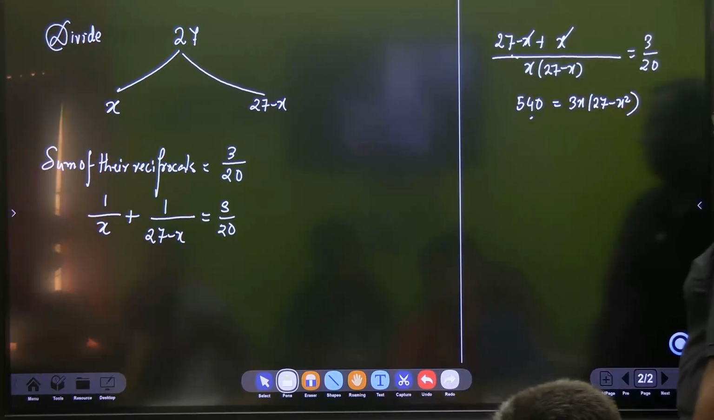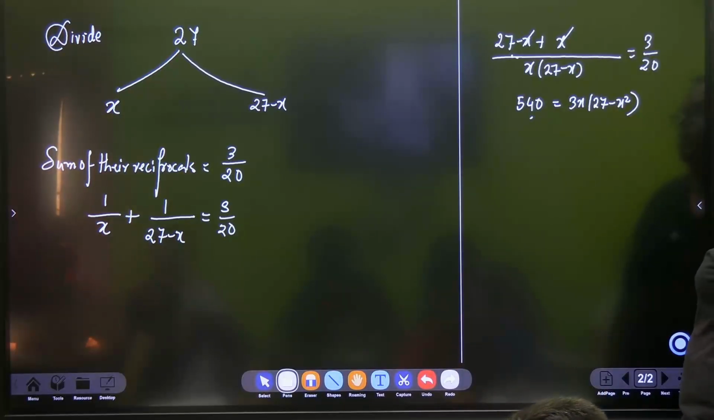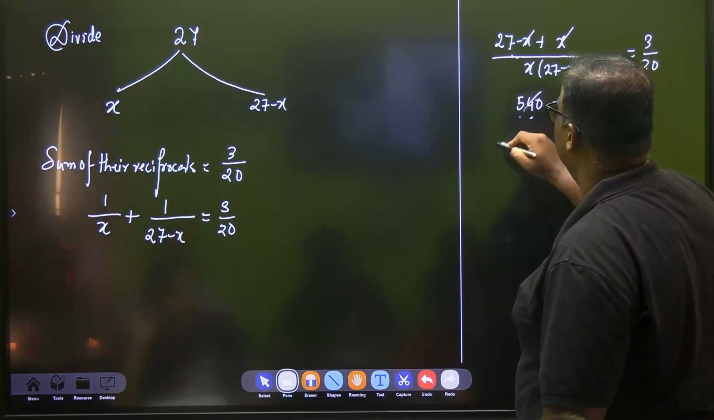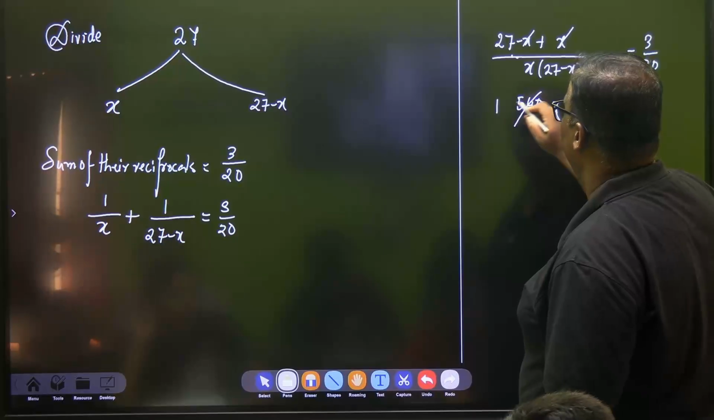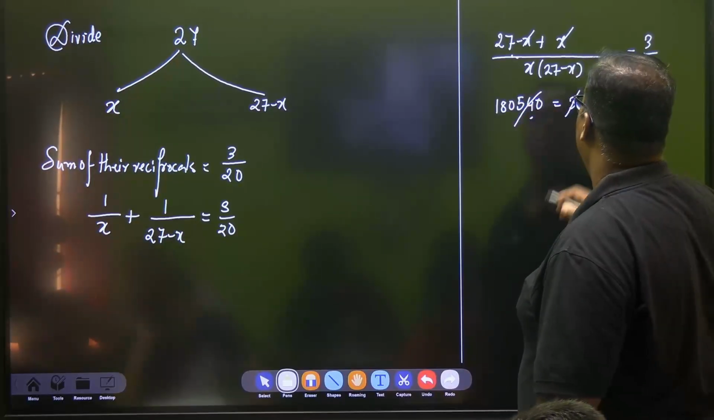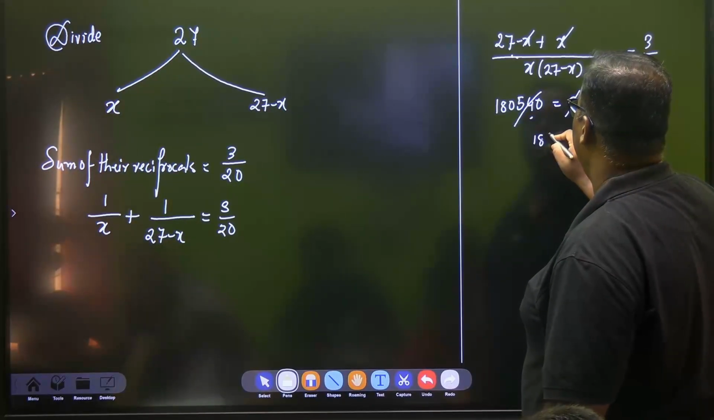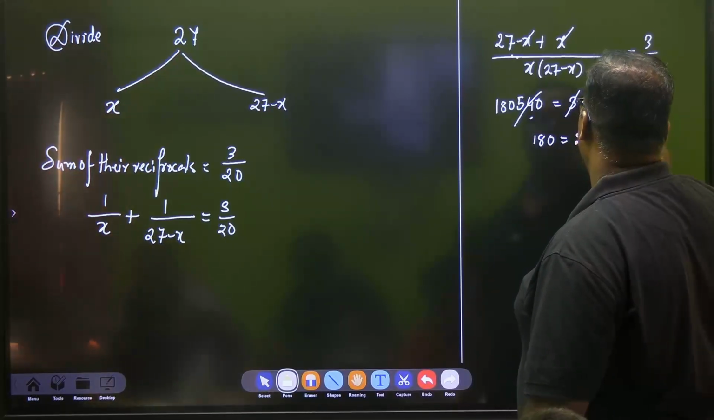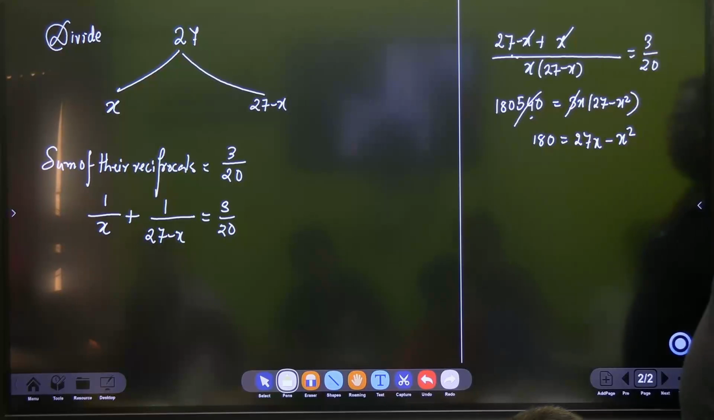Now, do not multiply the 3x straight away. Your problem becomes tougher. So what you can do, you can straight away take 3 and cancel this. 3 ones are 3, 3 twos are 6, 3 sixes are 18, so 180. So your job becomes 180 is equal to 27x minus x squared. And now you have to solve it.